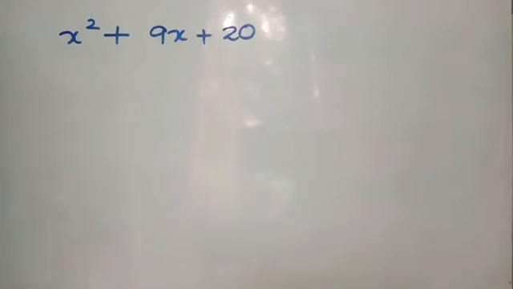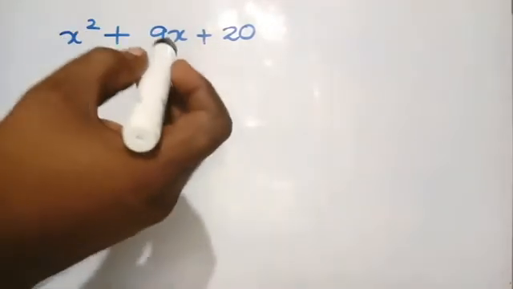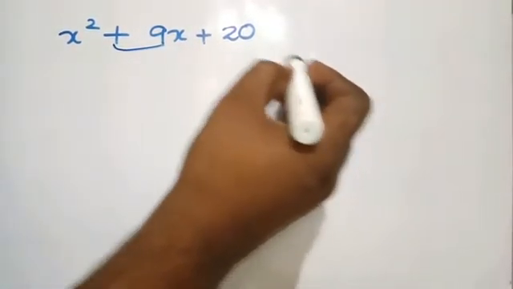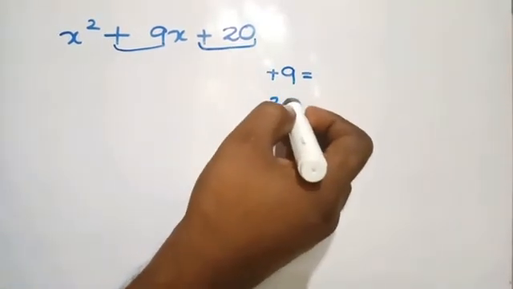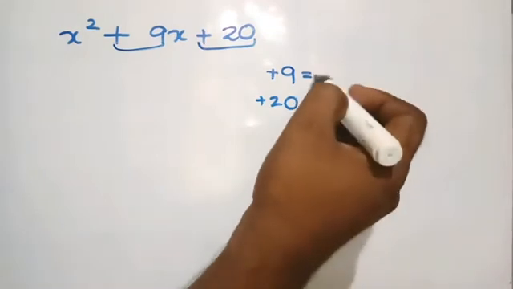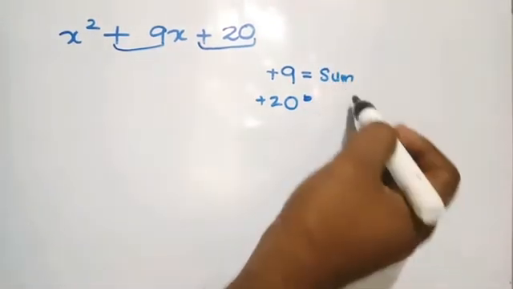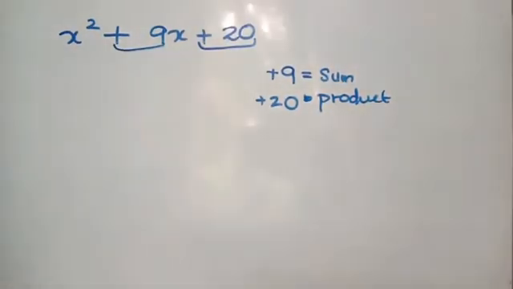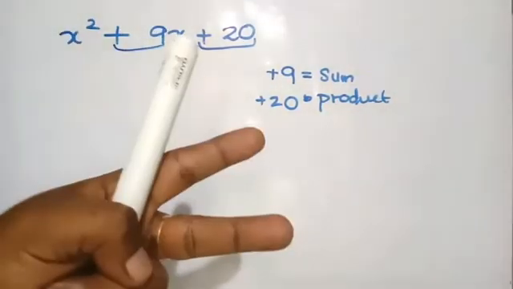Let's check another question. x squared plus 9x plus 20. So here also we have to do the same process. The middle term is 9 and the last term is plus 20. You know, the middle term is the sum and the last term is the product. So which are the two numbers you can use for this? Two same numbers we have to use.